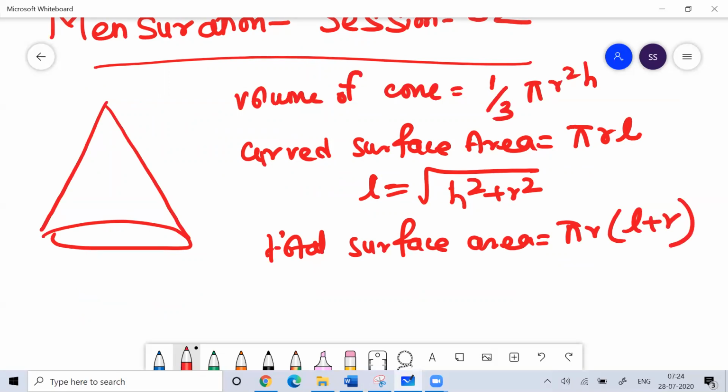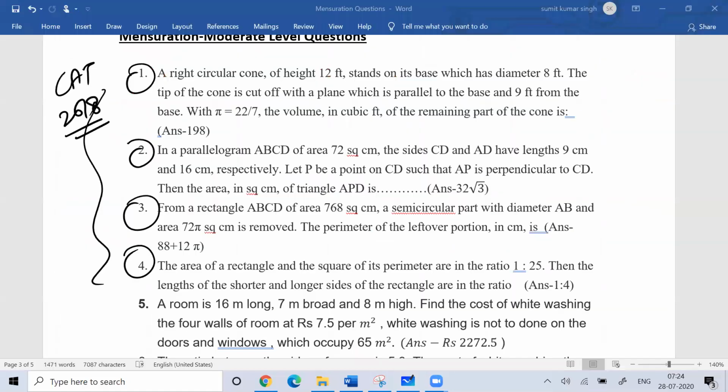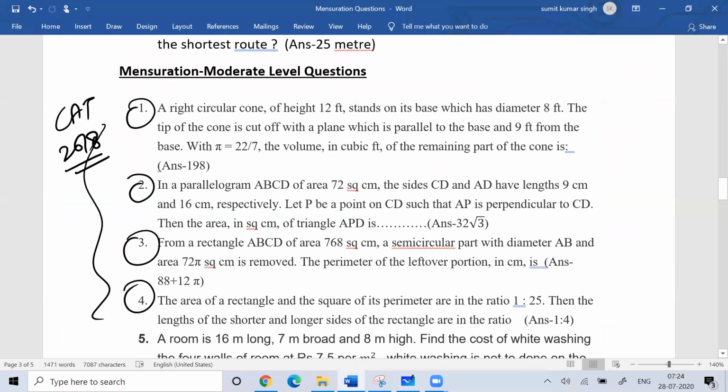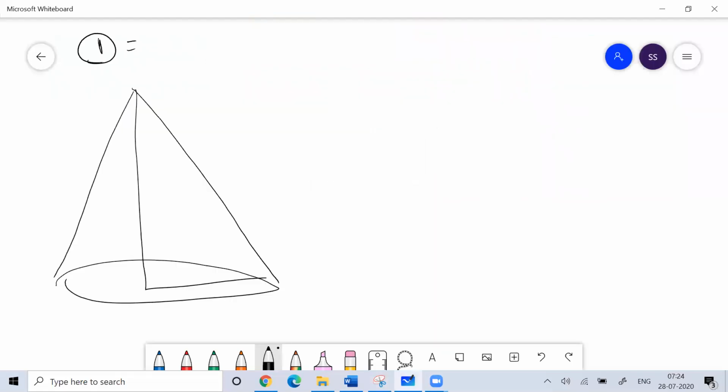So if we have the basic knowledge, I think that can serve our objective while we are talking about the problem of cone. Cone is one of the problems which you can expect to be very important. Now, discussing question number one, which came in CAT 2018 exam, it mentions a right circular cone of height 12 feet.